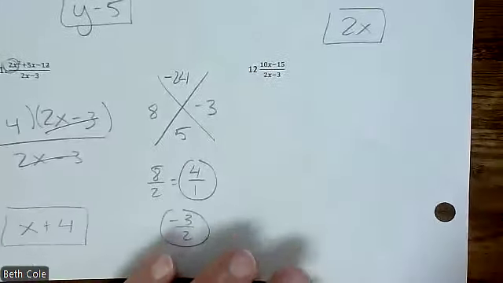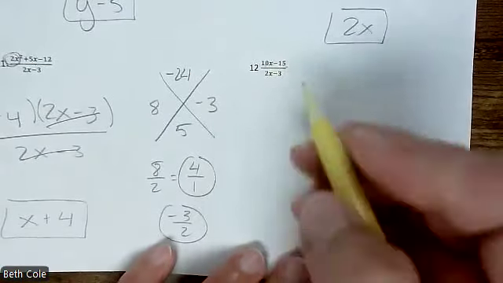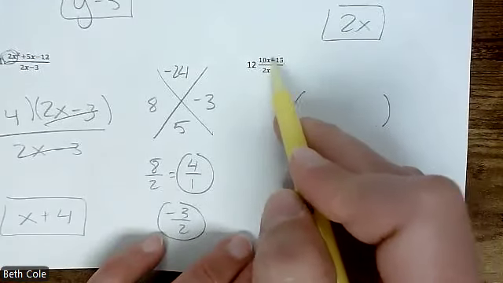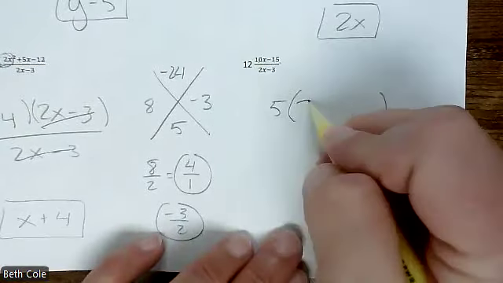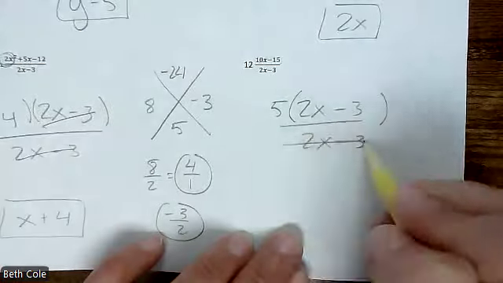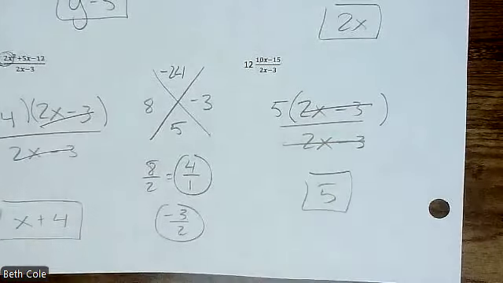Last one, again, it's not a trinomial, so I can't do the whole X box thing. We're just going to look at what they have in common. I can divide a 5 out of both of them. And if I divide these both by 5, I'm going to get 2x minus 3, which is what's in the denominator. It'll cancel. And so your answer is just 5 for that one.